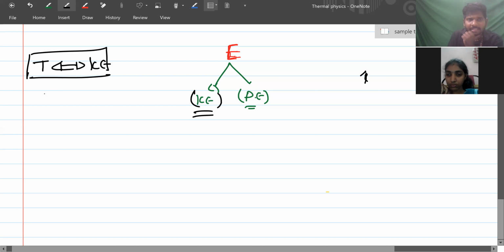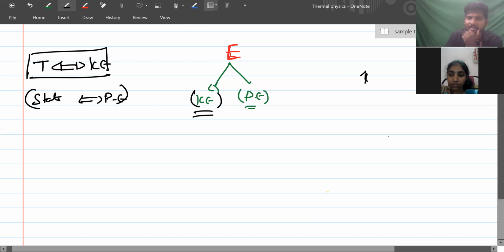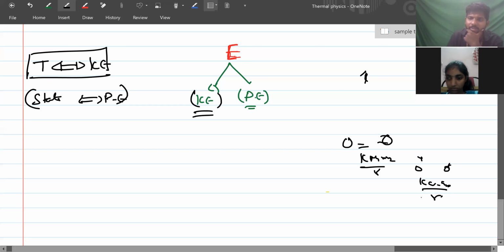State and potential energy are related, because potential energy will depend upon the position, right? Position of the particles. Suppose if two particles are there, what is the potential energy? K G m1 m2 by r. That means it depends upon the separation between the two particles, right? If you take two charged particles, positive, K q1 q2 by r, right? That is the formula. So it is again dependent on the position.